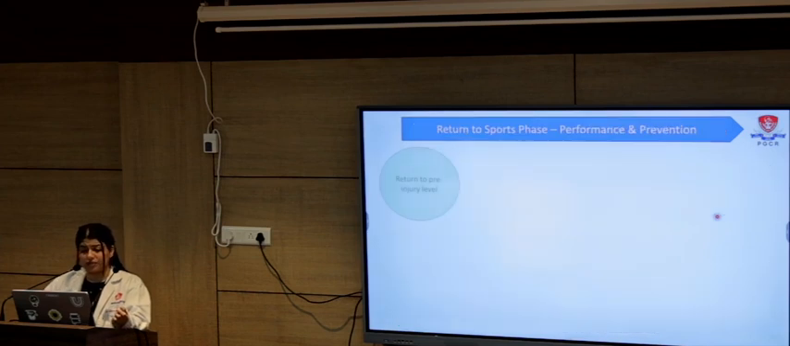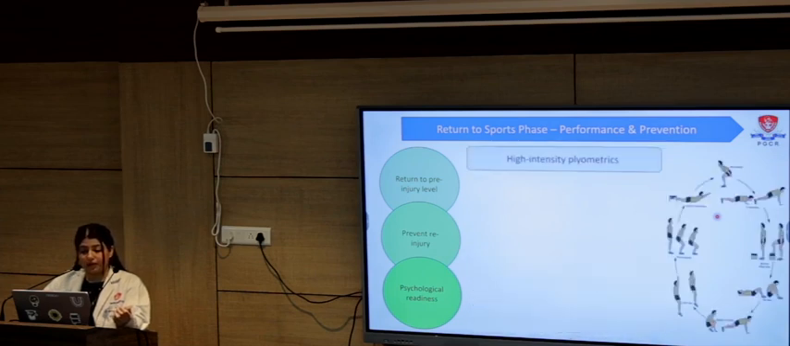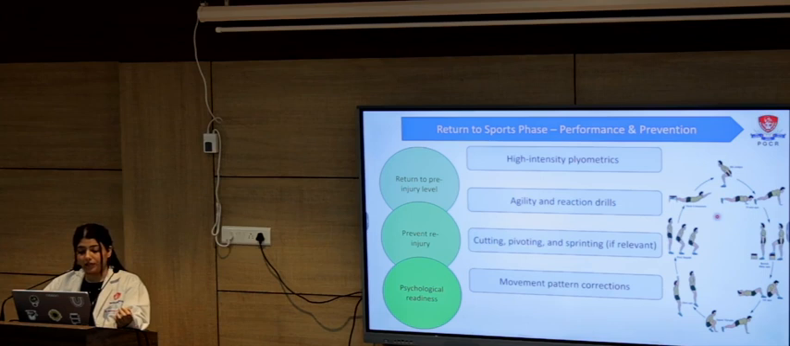Return to sports phase, where our main goals are to return to the pre-injury level, to prevent any sort of re-injury, and for the psychological readiness of the player to get back into the game. We can give high intensity plyometrics, agility and reaction drills, cutting, pivoting and sprinting if relevant for a run-up, movement pattern corrections, and core, joint and stability training.